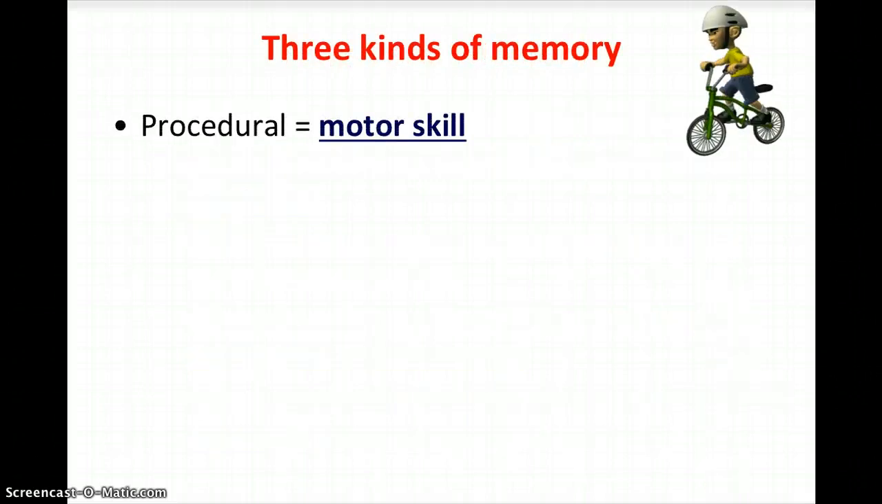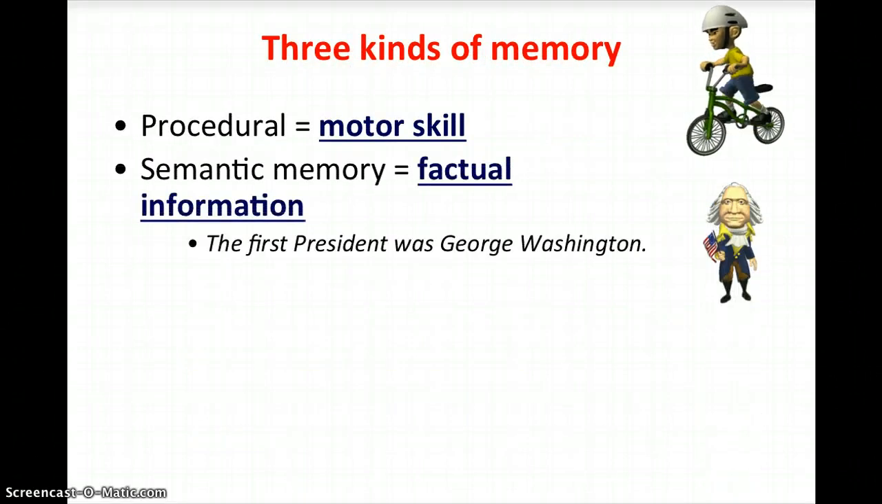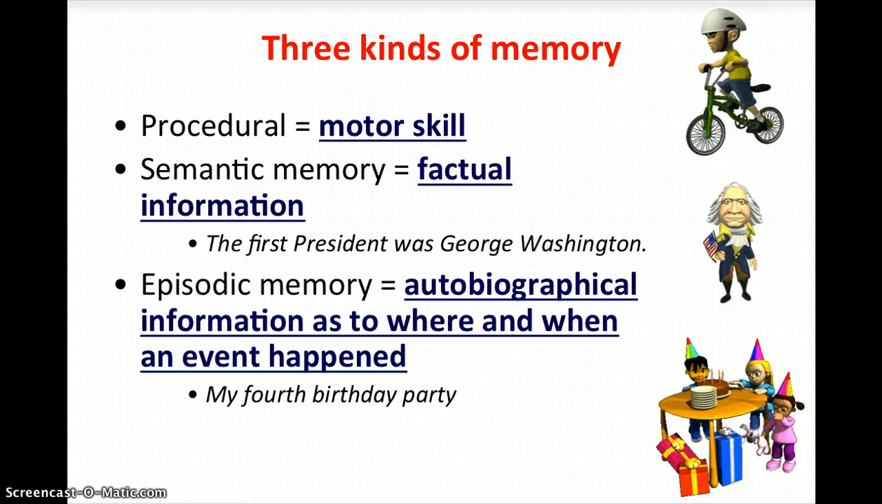All right, so we have 3 types of memory. You have procedural memory, which is a motor skill. So you can see the kid riding the bicycle. Semantic memory is factual information. So the first president of the United States is George Washington, grammar rules, things that most people would tend to know. And then episodic memory is autobiographical. And so these are how you interpret an event, your information about where, when, what happened. And so everyone's episodic memory can be different because we all perceive and experience things in different ways.